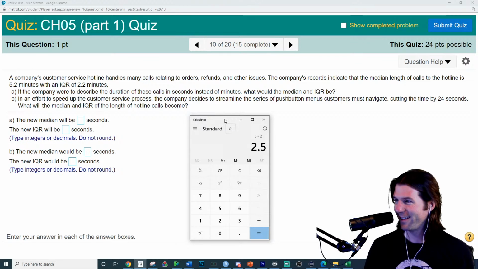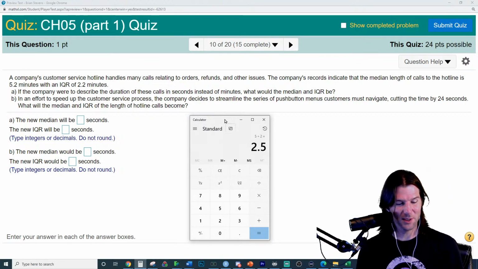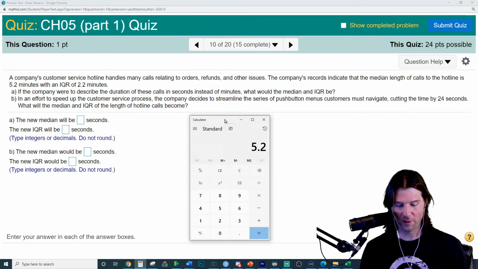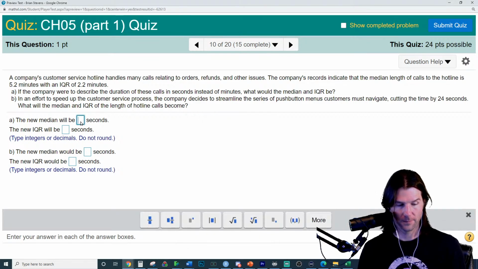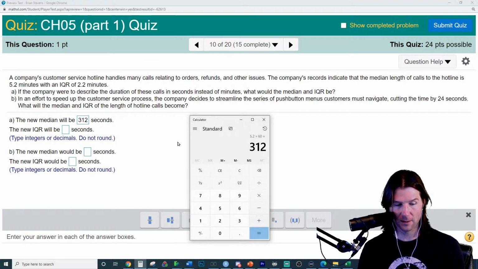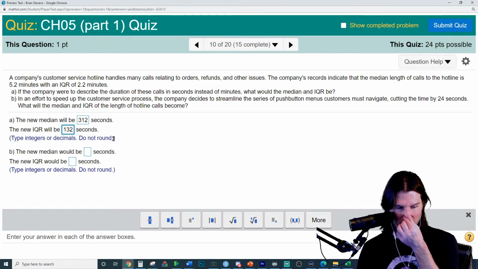I'm pretty sure. I feel like it's trickier than that. Okay, we're just multiplying these by 60 seconds. Cool, I think that's done it. And then here's the tricky one.